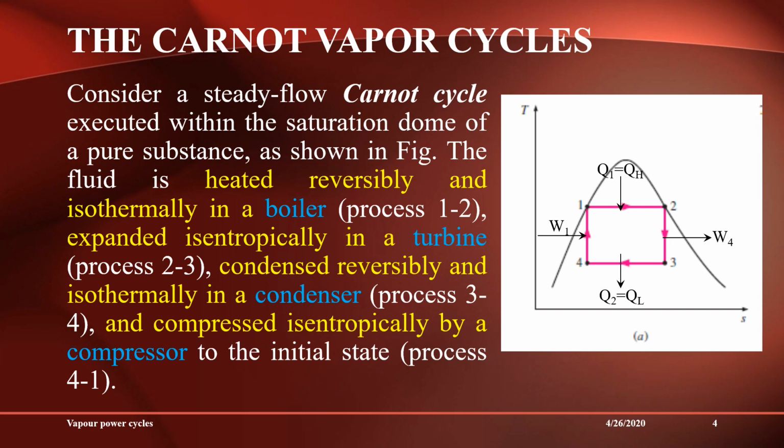So just like the previous power cycles, we start with the Carnot cycle. The Carnot cycle is the basic cycle, used for comparing the actual processes. You can see the T-S diagram here. The difference between the T-S diagram for a vapor cycle and a gas cycle is that we have a vapor dome here. You can see the vapor dome here.